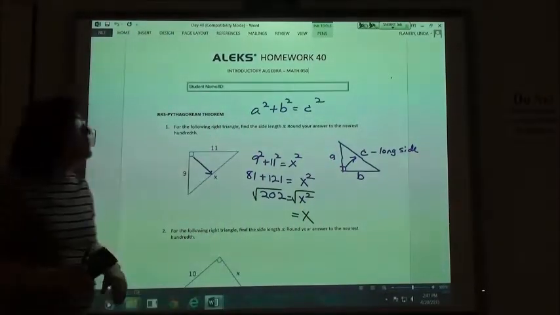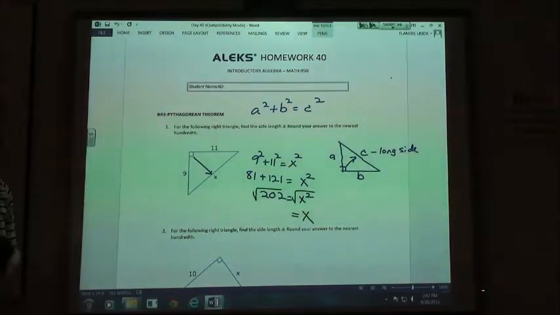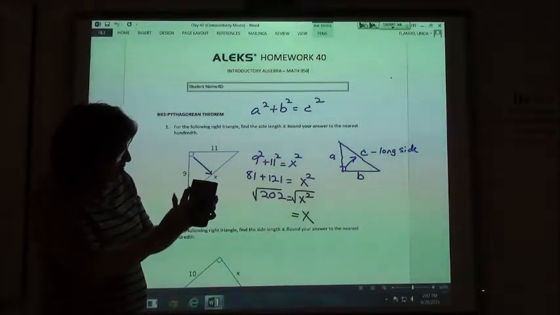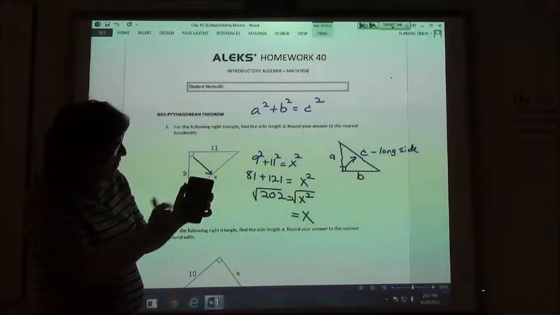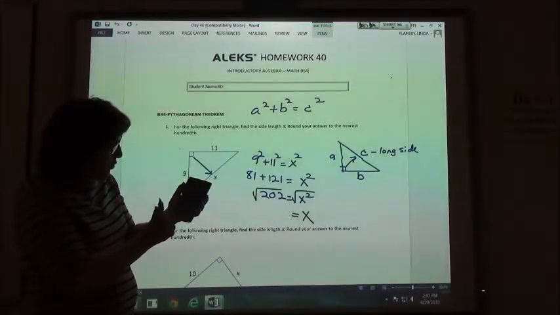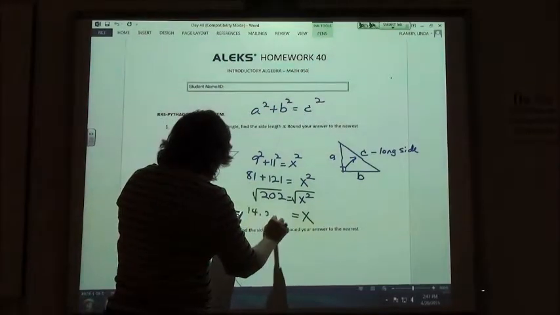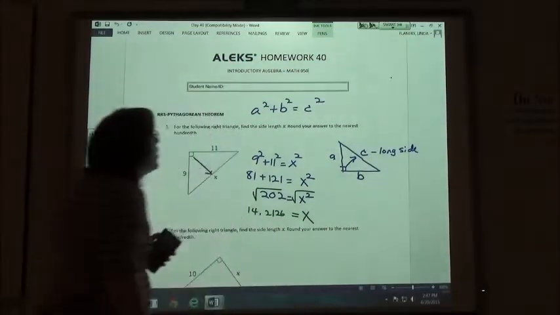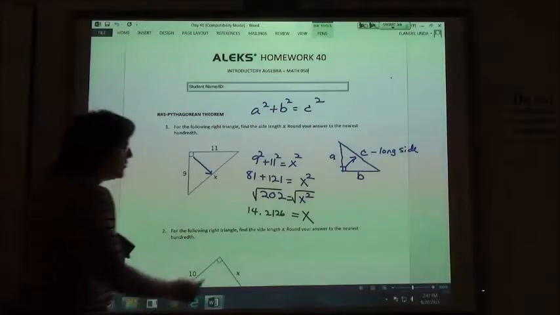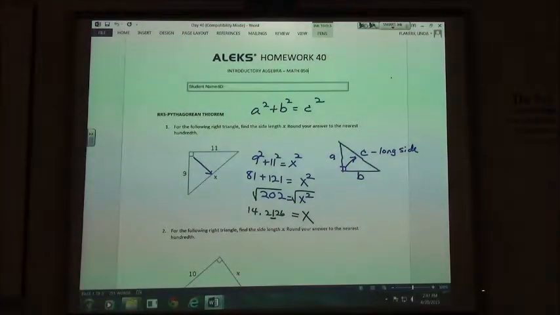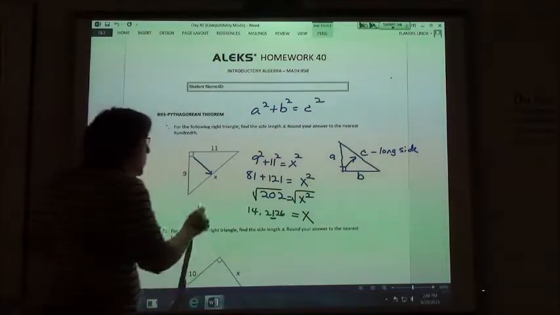On this one, I'm going to use my calculator because I'm going to round to the nearest hundredth. So I'm going to grab my calculator. The square root button is right next to the fraction button. I'm going to do the square root of 202, and I'm going to hit equals. I get 14.2126, so forth and so on. I want to round to the nearest hundredth. 2 places after my decimal, since there's a 2 behind it, I'm just going to leave that as 14.21.